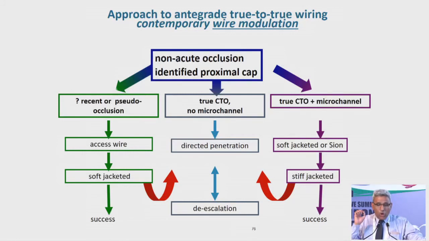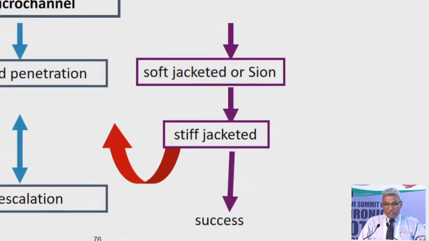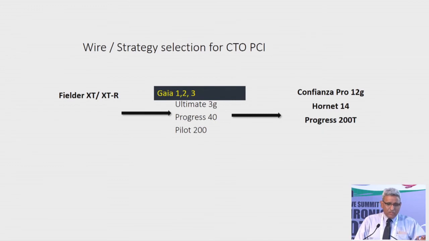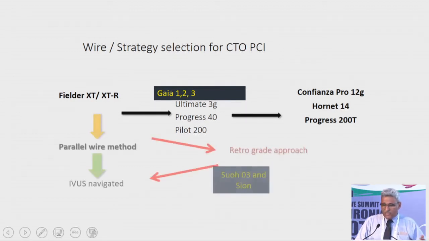So if you take a non-acute occlusion, identify the proximal cap, look at whether it is a recent or pseudo-occlusion, use a soft-jacketed wire. If it is a true CTO, no microchannel, do a directed penetration. If there is a microchannel, well, you can use a stiff-jacketed wire. So the wire strategy would normally be a Fielder XT, XTR, over to a Gaia Second, over to a Conquest Pro, which would be the simplest.